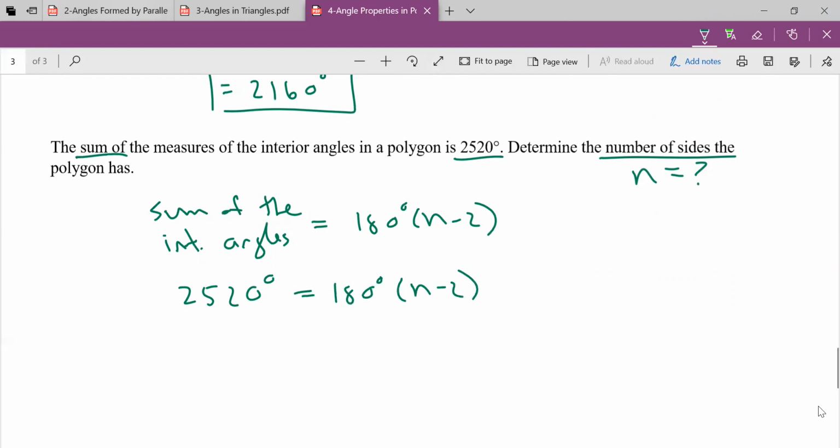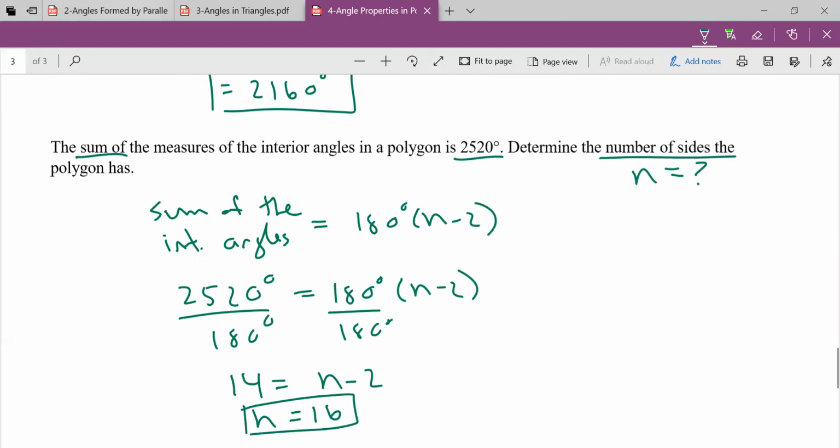Okay, so what I'm going to do is divide both sides by 180. And I have to grab a calculator for that one. 2520 divided by 180 is 14. And now solve for n. n is equal to 16. So this polygon has 16 sides.